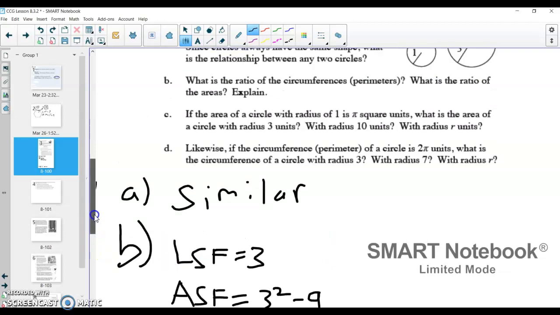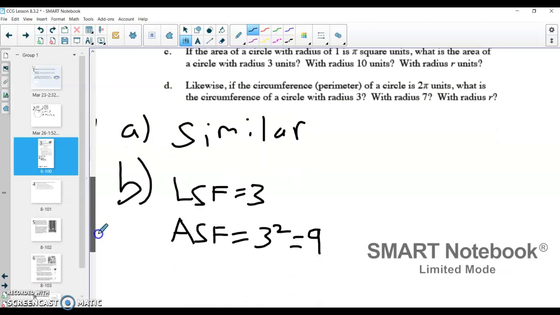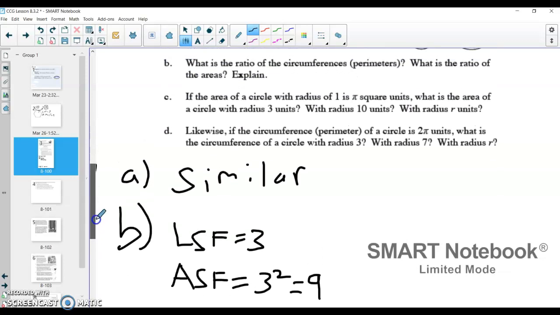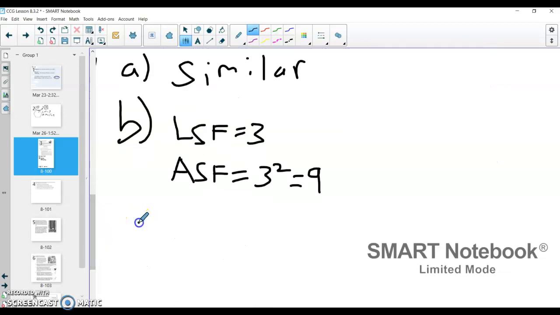All right, and those, I know they use our fancy words, the ratios of perimeters and the ratios of areas, but it's really just talking about these linear scale factors and area scale factors. Again, being able to use that because we have similar shapes here, similar circles. Now we'll move on to part C.